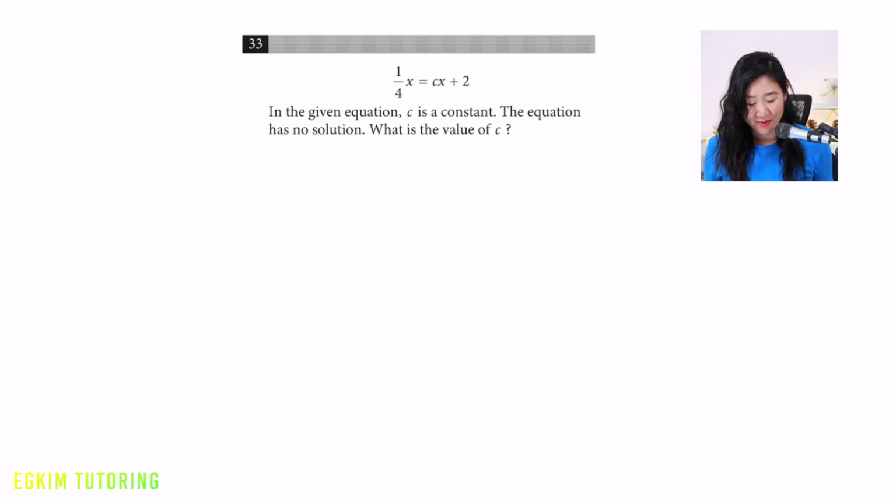Question 33 says, in the given equation, c is a constant. The equation has no solution. What is the value of c? So the problem is asking you to find the value of c, and when they say that c is a constant, it just means that it's a number. So one thing to know is that you're dealing with linear lines because the left side and the right side both have the slope-intercept form of a line, which is y is equal to mx plus b.